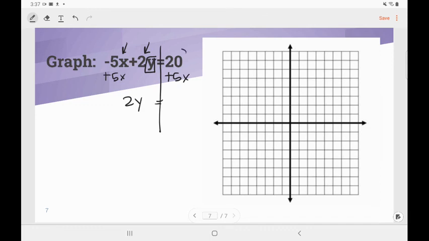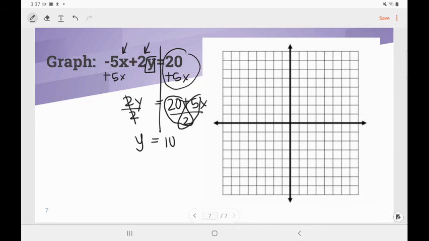Remember, do not combine these because they are not like terms. I'm going to leave them separate, and I'm just going to write them side by side. 20 plus 5x. I'm going to divide by 2, divide by 2. That cancels out on that side, and I'm going to remember divide everything. So 20 divided by 2 is 10. 5 divided by 2 is, I can't simplify that, so 5 over 2x.